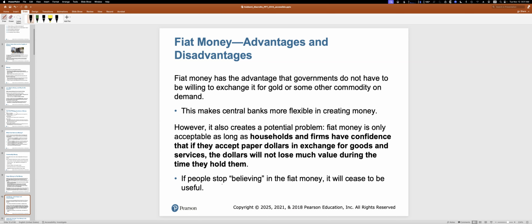And the problem that creates is that inflation causes people to stop accepting that money. Now, it's not going to happen yet for the US dollar, but we could look at other countries like Zimbabwe, which had incredibly high inflation, that they don't use the Zimbabwean dollar anymore. They use the US dollar equivalent.